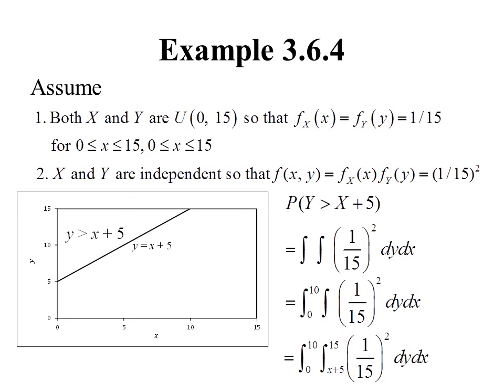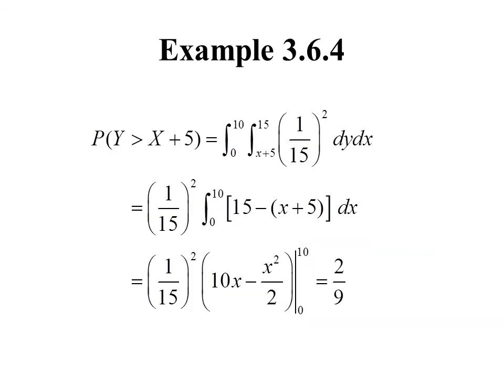So now we need to evaluate this double integral. And so we'll skip a lot of the details here, but we start from the inside, integrate with respect to y. So we've got a constant integrand. I'm going to pull that constant integrand out front, and then we're going to multiply that by the width of our interval. So the width of our interval here is 15 minus x plus 5. And so now we need to integrate that with respect to x.